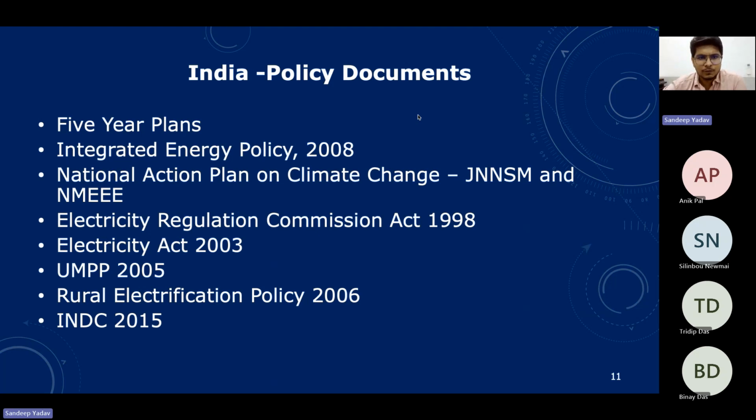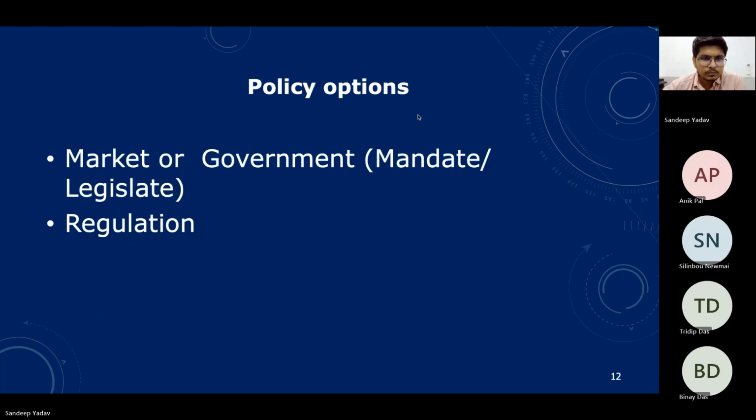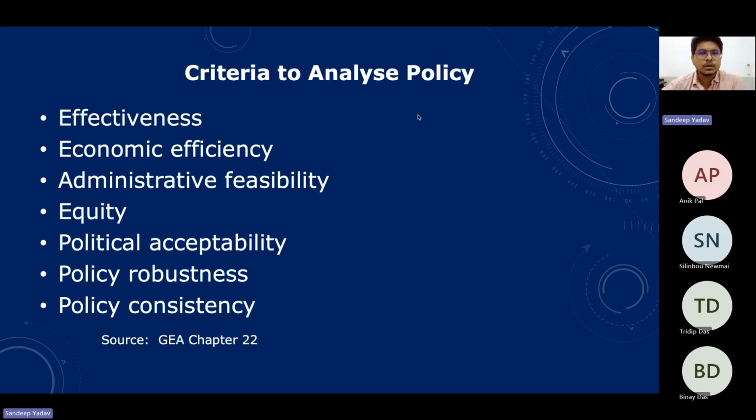There are a few Indian policy documents that are available in the open domain. You can always read, like, the 5-year plans, the Integrated Energy Policy, the National Action Plan on Climate Change, the Electricity Regulatory Commission Act, the Electricity Act, UMPP, and the Rural Electrification Policy. These are the old ones, and there are a few more available in the open domain. You can search for that. There are policy options. Options are market or the government, and regulations. So these are the theory parts. I will not go through this in detail.